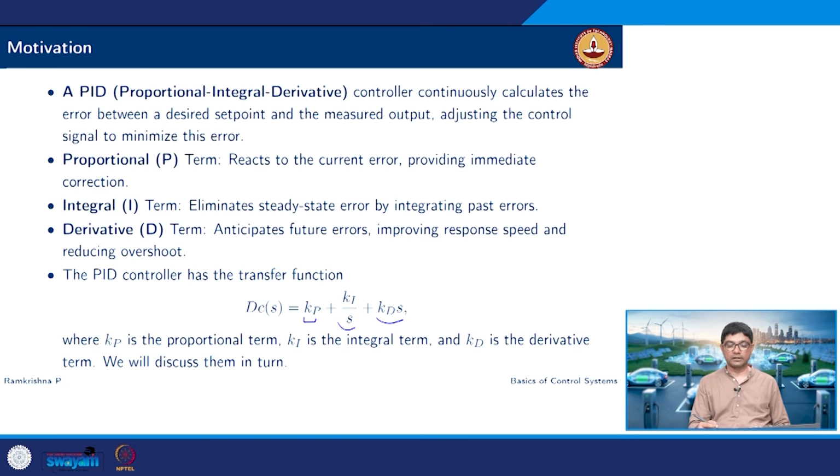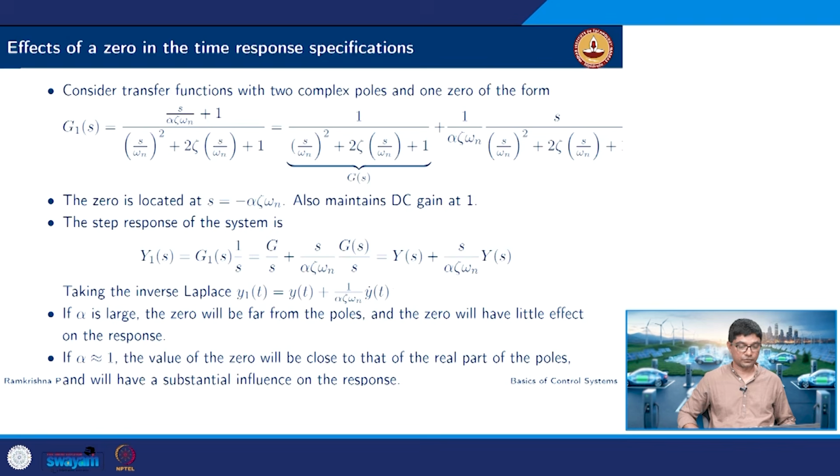In the Laplacian domain, they will correspond to a constant, 1 over S and a multiplication by S respectively, and together we have some gains which we are free to choose, and we have also seen how for different values we get different kinds of responses.